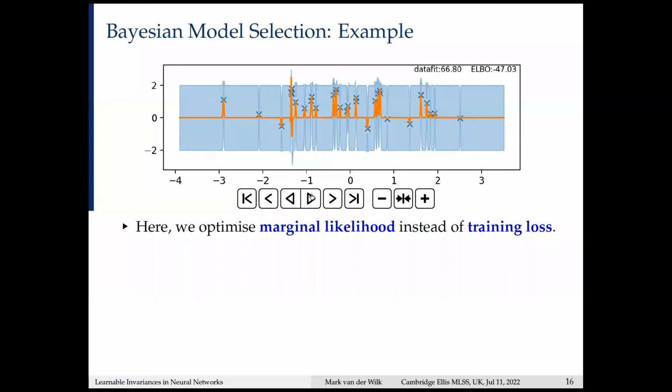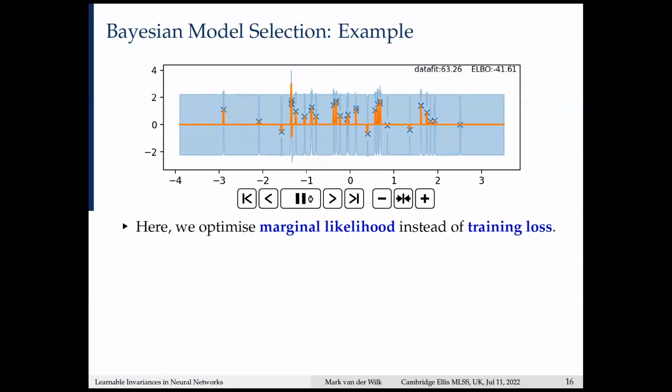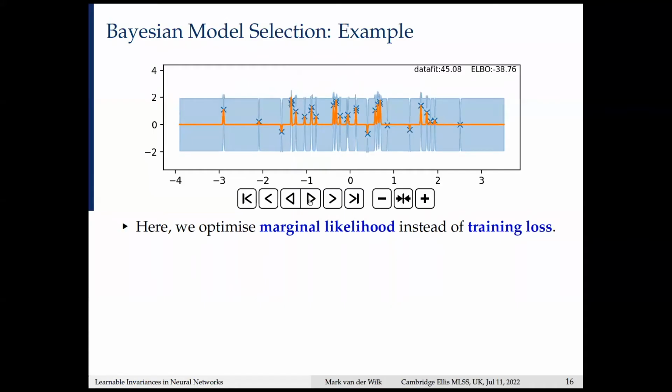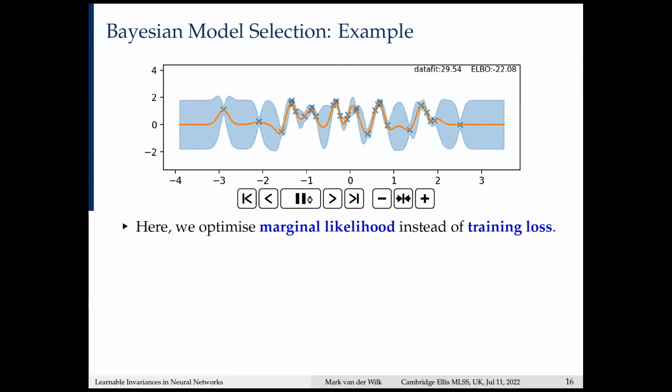So to give an illustration of what happens on this toy example, if you use the marginal likelihood instead of using the training loss, this is basically what happens. We start at this overfitting solution, and then it recovers and goes to a solution that fits the training set a little bit worse, but probably looks like it's going to generalize better.